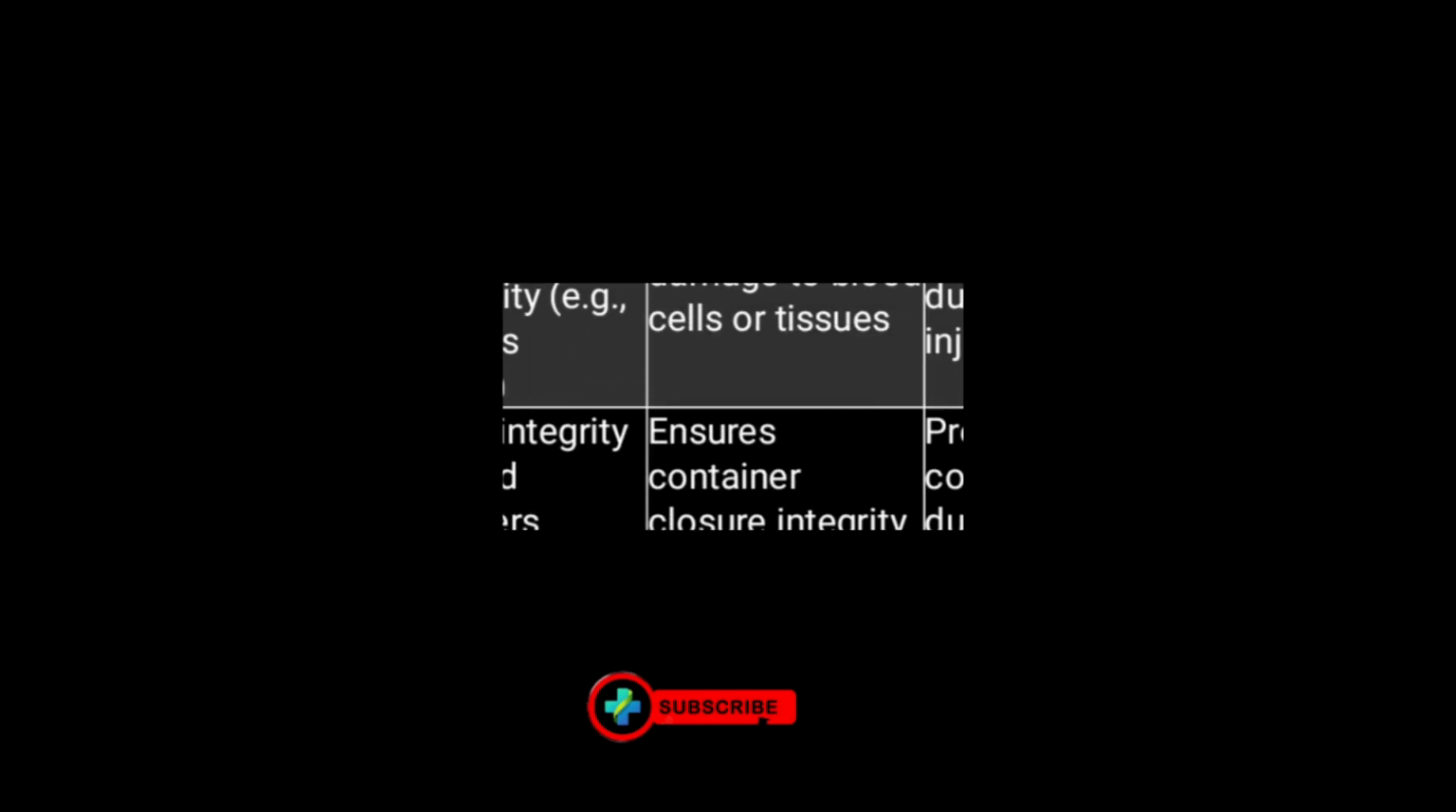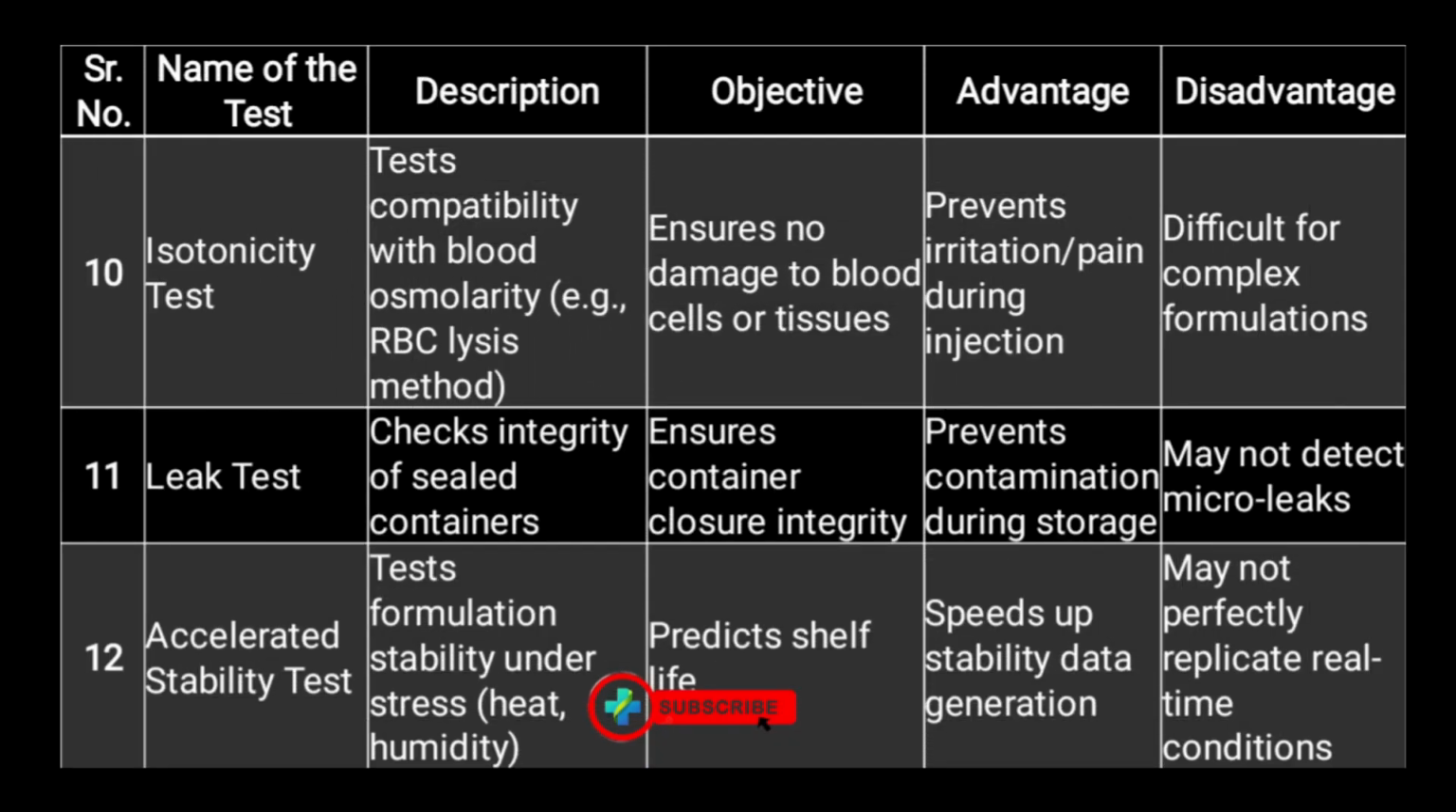Moving to the next one. The next test is isotonicity test. So this test is done in order to check the compatibility with blood osmolarity, right? And it is done in order to ensure that no damage to blood cells or tissues will be done. Then, talking about its advantage, the isotonicity test prevents irritation or pain during injection, I mean, if the product complies with the test. However, the disadvantage includes difficulty for complex formulations.